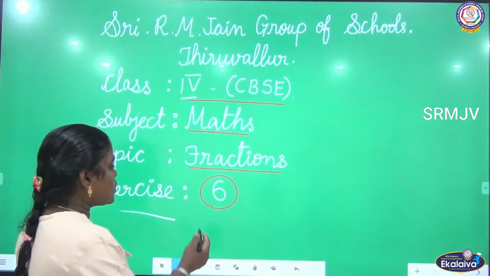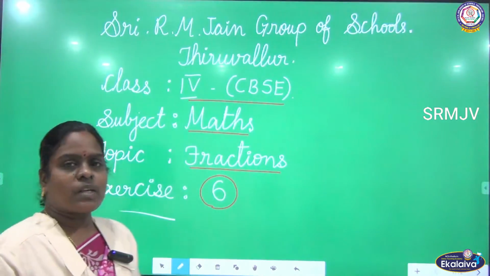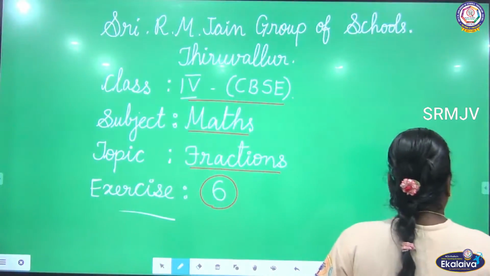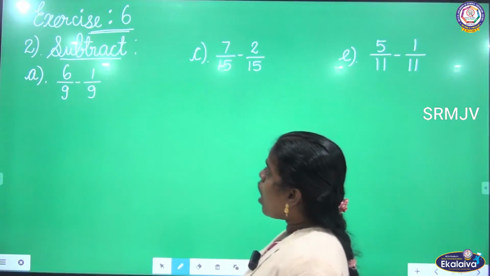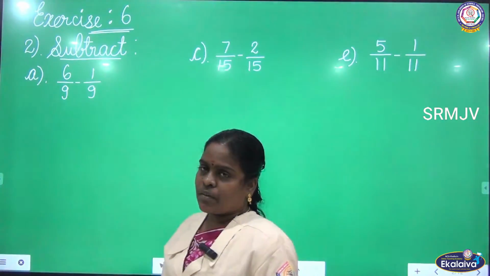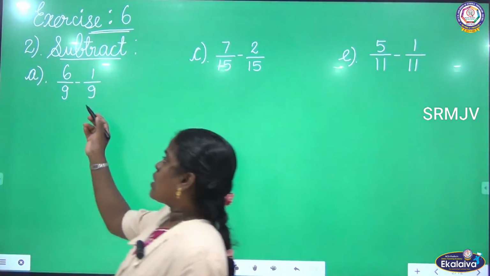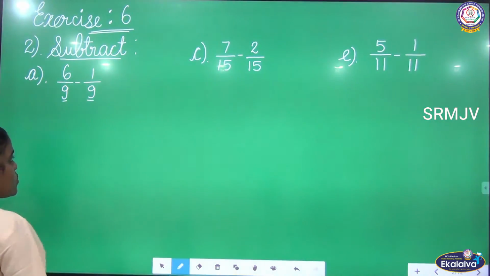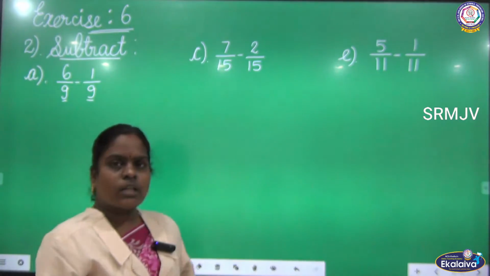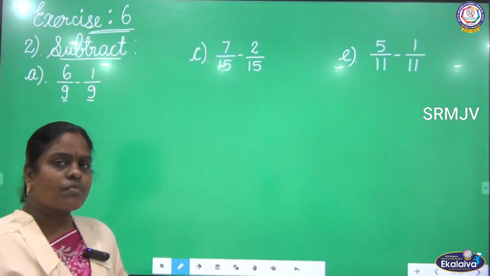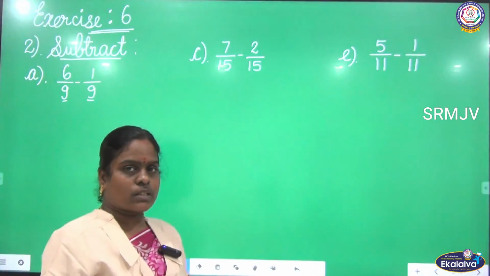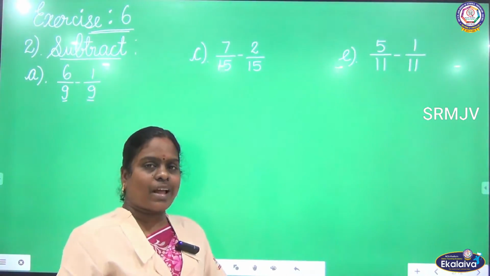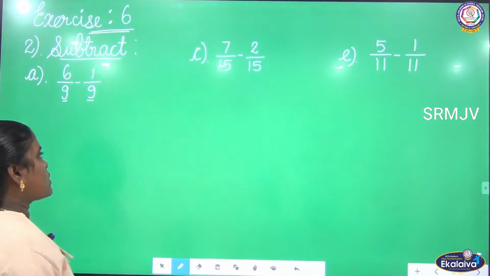Today we are going to learn exercise 6 from the chapter fraction. In this exercise we are going to learn how to subtract the given fractions. Look at the denominators, children, 9 and 9. So if the denominators are equal, we know that the given fractions are like fractions. So we are going to learn how to subtract the like fractions in this exercise.